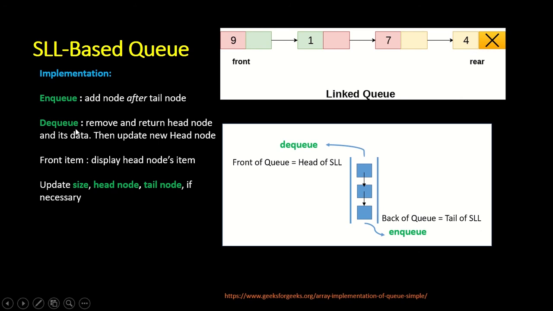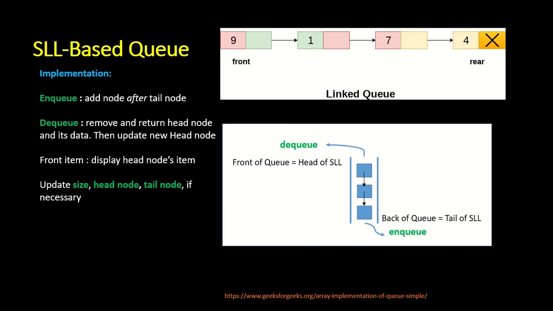So when you dequeue, you remove and return the head node and its data, then update the new head node. So in our example, let's say with the node with the value of 9, since this is the head node, we remove this one and we return its value. Then we update the new node, so the next node will now be the new head node. So the front item displays the head node's item. It's going to display 9 right here.